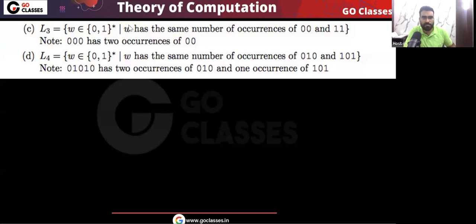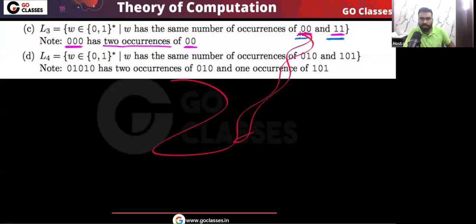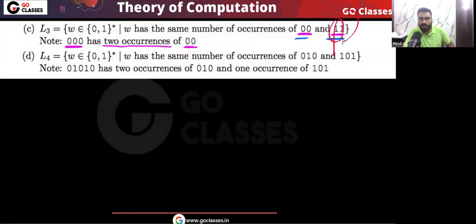Let's see. The first one is saying that the number of 00 equals the number of 11. Remember, in this string, how many 00 are there? In this triple zero, there are two double zeros. Now tell me, are these two dependent or not? Can this repeat freely without this? Yes. Can this repeat freely without this? Yes. They are independent of each other.